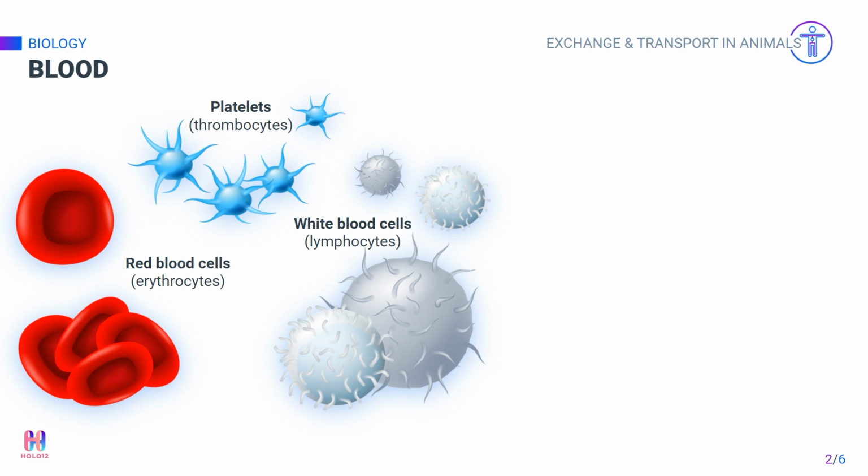It also contains plasma, a pale and straw-colored fluid that forms 55% of the total blood. The remaining 45% of the blood is made up of red cells, white cells, and platelets.